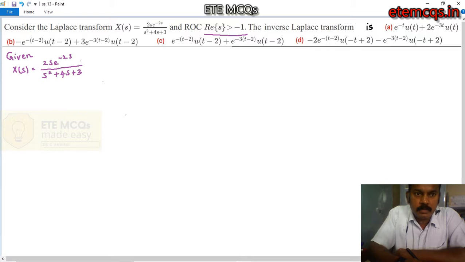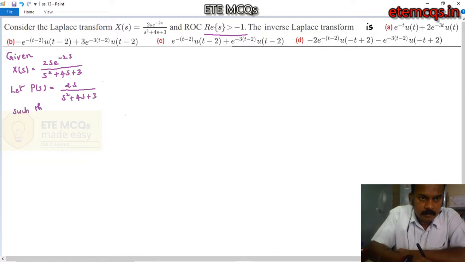So what we can do is, X(s) is given for us. Let us take P(s) equal to 2s divided by s squared plus 4s plus 3, such that X(s) is equal to e power minus 2s into P(s).